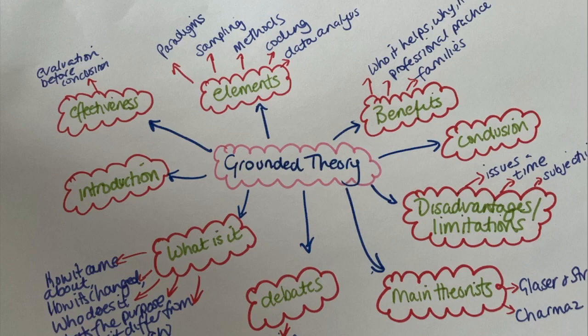So here's an example where I've used a mind mapping technique to plan out my assignment, and what you can see is I started off in this middle area here, just grounded theory, that's what the assignment's about, and I've got, in no particular order, sort of offshoots of things that I want to discuss. So for example, effectiveness of it, elements, benefits, conclusion, limitations, disadvantages, main theorists, debates, what is it, and introduction.